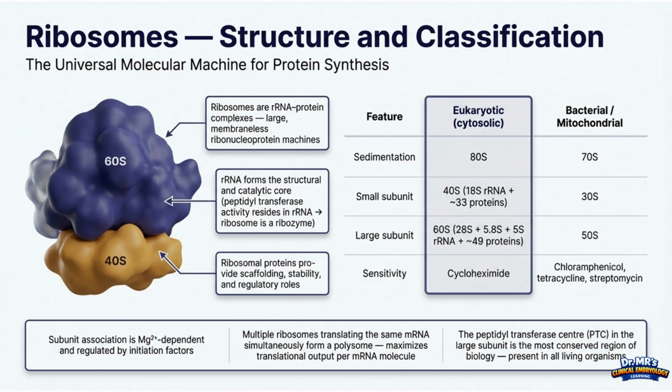We classify ribosomes based on their sedimentation coefficient, which is measured in Svedberg units. Now, I have always found Svedberg units slightly infuriating. Let me guess. The math. Yes. The math doesn't seem to add up at all. You have a 40S subunit and a 60S subunit, and somehow they combine to make an 80S ribosome. 40 plus 60 does not equal 80.